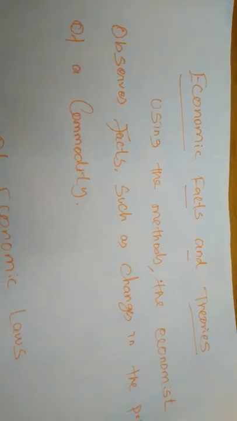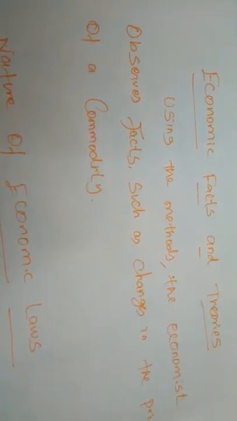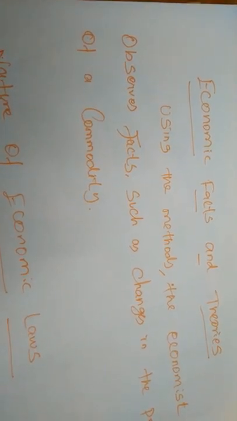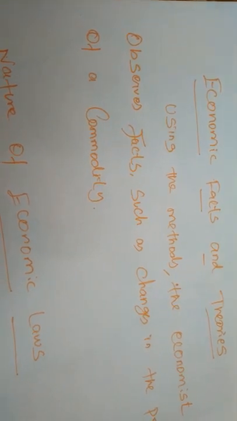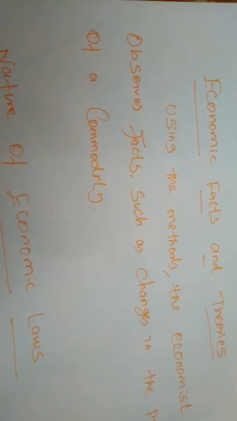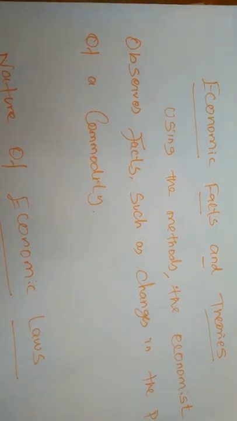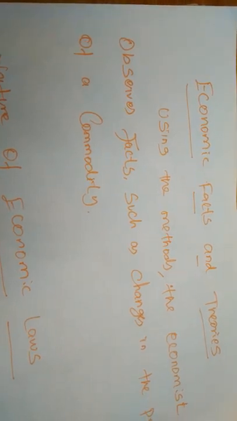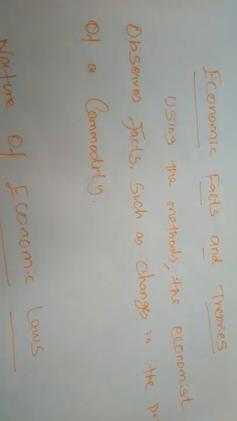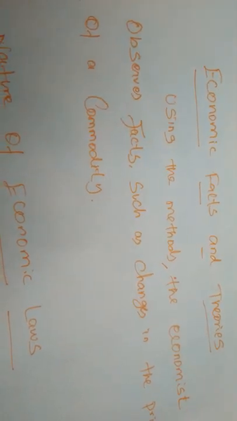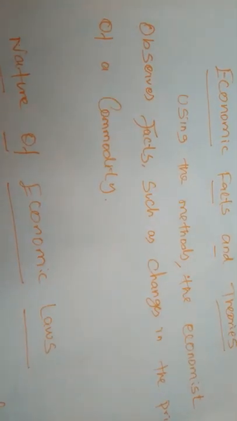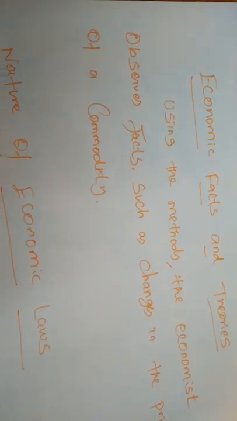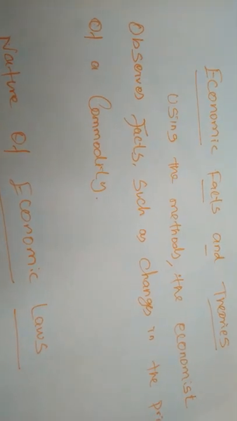And next, economic facts and theories. In economics, different types of theories will come, and some facts also will be formulated by the economist. Using this method, the economist observes facts such as a change in the price of a commodity. For the purpose of finding out the changes in the prices of commodities, we must collect some facts, and we must know about some of the theories.